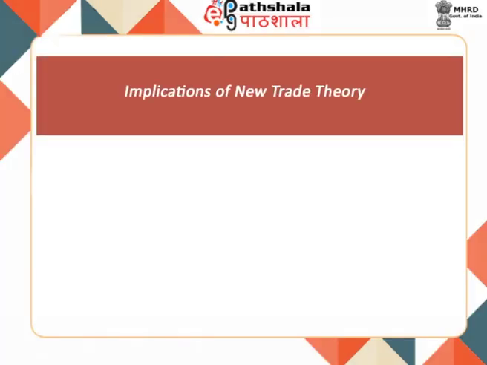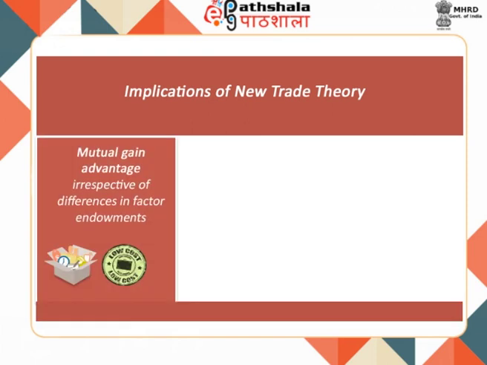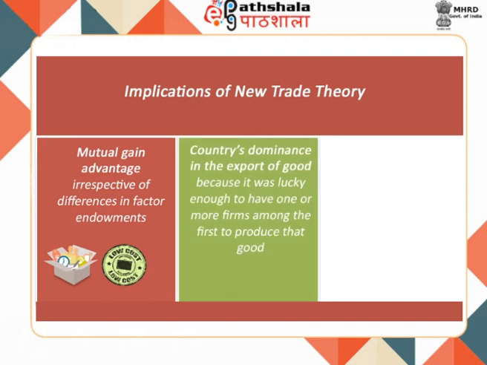There are certain implications of strategic trade theory. There is the advantage of mutual gain irrespective of differences in factor endowment, which results in increasing product variety and reducing costs. It is seen that there is a country's dominance in export of a good which binds the first movers in the world market. Consequently, it would discourage subsequent entry because of their ability to gain economies of scale.